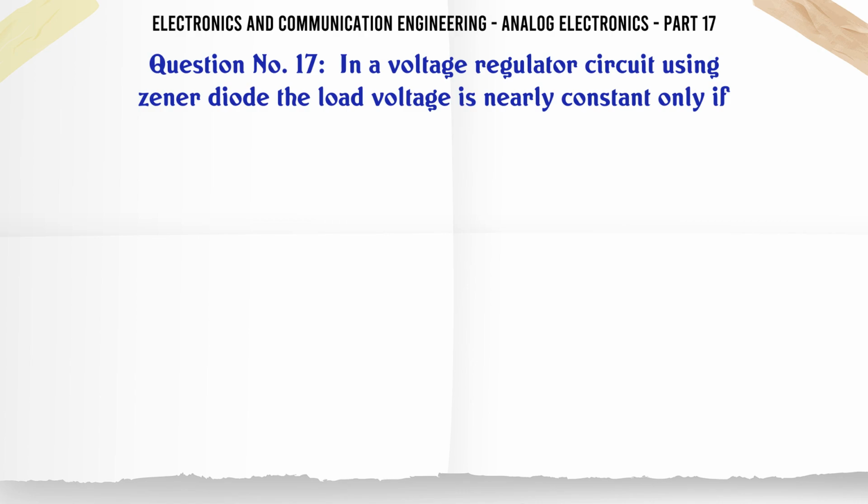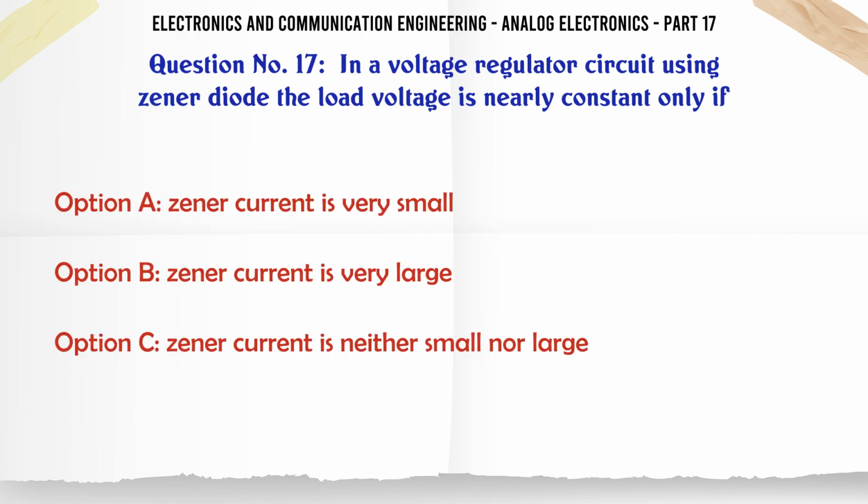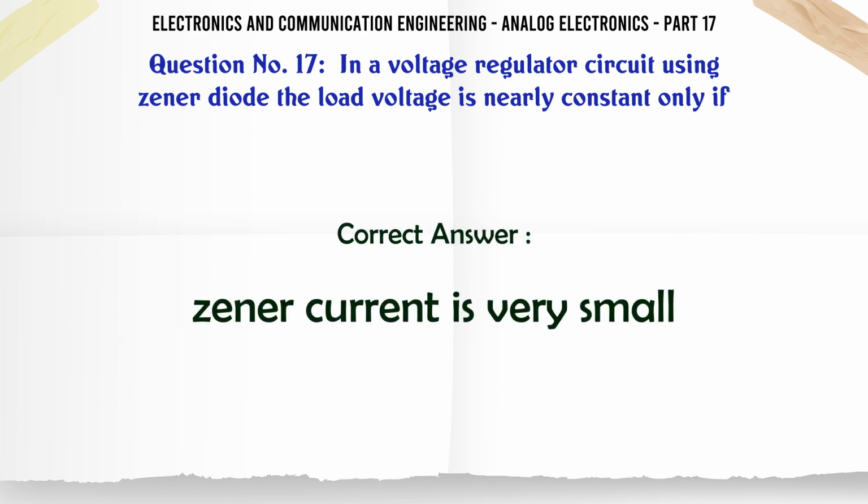In a voltage regulator circuit using zener diode, the load voltage is nearly constant only if A. Zener current is very small. B. Zener current is very large. C. Zener current is neither small nor large. D. None of the above. The correct answer is Zener current is very small.